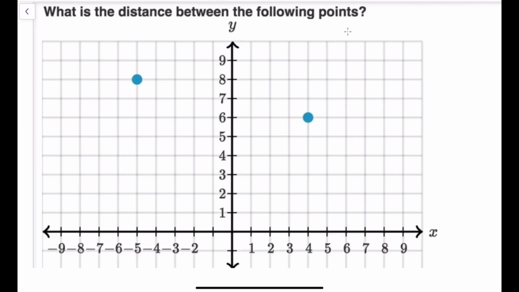Okay, so this will be the second question I will be solving. The task is to find the distance between the two blue dotted dots that you can see in the picture. So if I have to find the distance between these two dots, then I need to construct a right angle triangle. And how am I going to construct the right angle triangle?